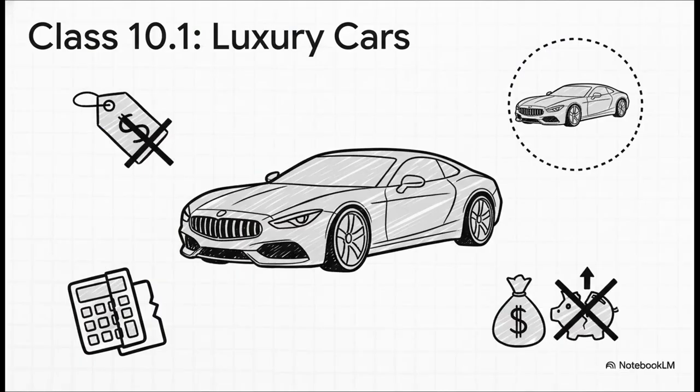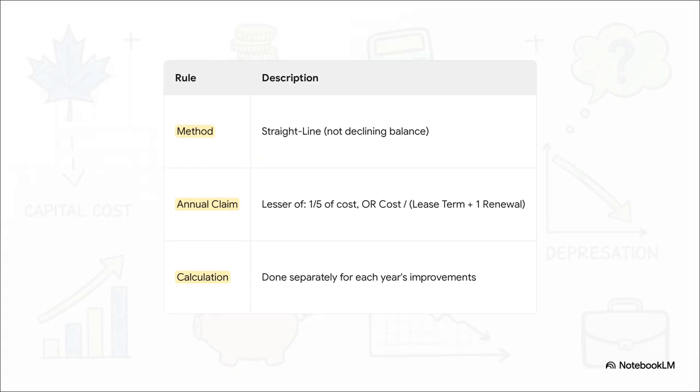A perfect example is Class 10.1. This is for passenger vehicles that cost more than a limit set by the government. For 2024, that limit is $37,000. If your business buys a $60,000 car, you can't add $60,000 to your UCC. You can only add the prescribed limit of $37,000. What's more, each of these luxury vehicles has to be in its own separate Class 10.1 pool. And to top it off, when you sell it, the rules for recapture and terminal loss just don't apply at all. Instead, you simply take a half year's worth of CCA in the year of sale, and that's it.